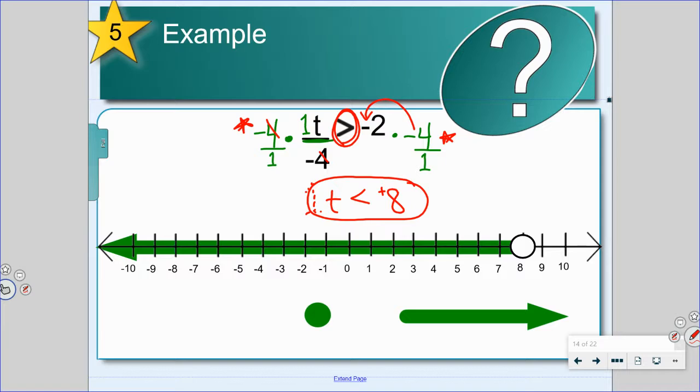Now, if you don't believe me, come off to the side and try any number you wish. So let's go with a little disappearing ink here, and let's try 4. 4 divided by negative 4 is negative 1. Is negative 1 greater than negative 2? Yes, it is. Verified. Let's try something on the other side. Let's go even off the graph. Let's go to 12. 12 divided by negative 4 is negative 3. Is negative 3 greater than negative 2? No.